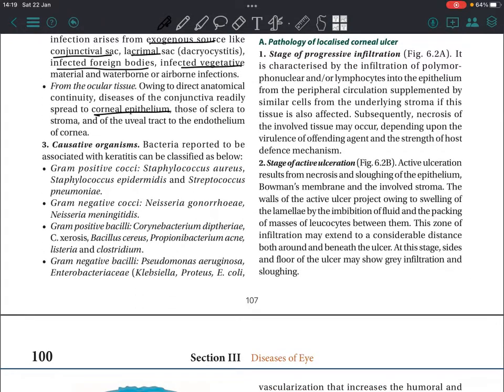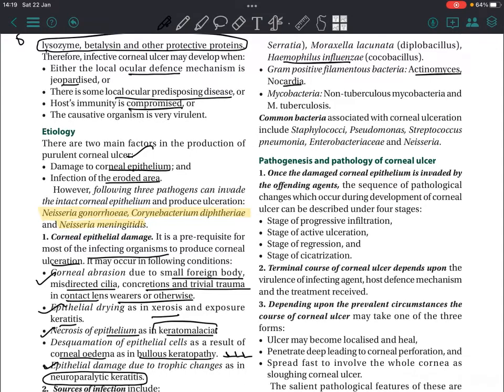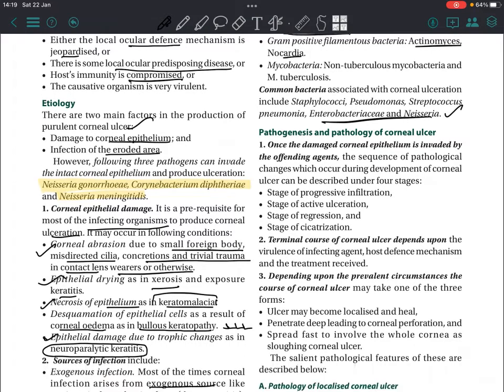Causative organisms: bacteria reported to cause keratitis can be classified as gram positive and gram negative; gram positive cocci, gram negative cocci, gram positive bacilli, gram negative bacilli. These include Staphylococcus aureus, epidermidis, pneumoniae, Neisseria gonorrhoeae, Neisseria meningitidis, Corynebacterium diphtheriae, Bacillus cereus, Propionibacterium acnes, Pseudomonas, Enterobacteriaceae, etc. Gram-positive filamentous bacteria include Actinomyces, Nocardia, and Mycobacteria, including tuberculosis and non-tuberculous mycobacteria.